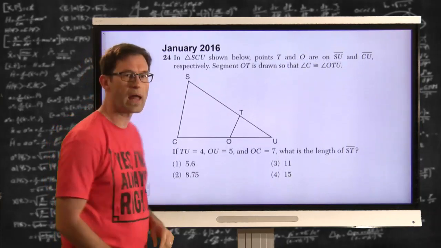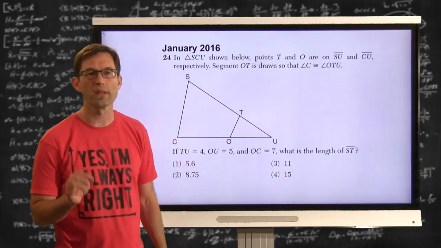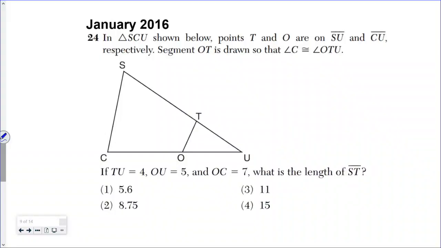This is a fairly challenging problem because of how it's visually laid out. So let's take a look at this. Number 24 from January 2016. In triangle SCU shown below, points T and O are on SU and CU respectively. Segment OT is drawn so that angle C, and this is critical, is congruent to angle OTU up here. If TU is equal to 4, OU is equal to 5, and OC is equal to 7, what is the length of ST?